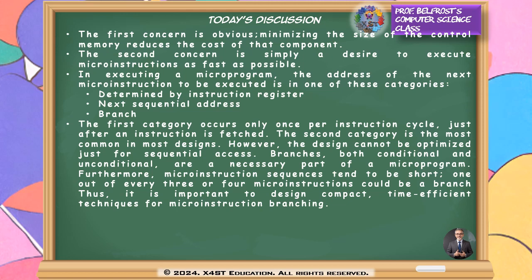So in executing a microprogram, the address of the next microinstruction to be executed is in one of these categories. First is determined by the instruction register, second is the next sequential address, and the third is branch. Okay. The first category occurs only once per instruction cycle. The second category is the most common in most designs, but the design cannot be optimized just for sequential access. Whereas the third one, branch, both conditional and unconditional, is a necessary part of a microprogram. Okay, so it's important to design a compact, time-efficient technique for microinstruction branching.